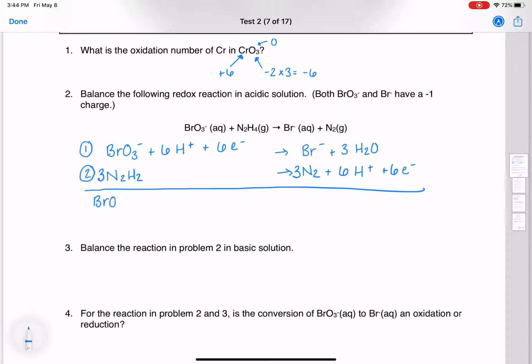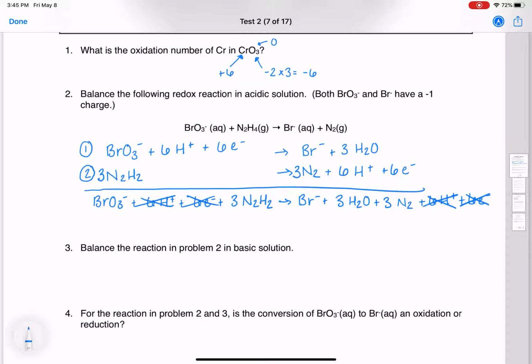BrO3 minus plus 6H plus 6 electrons plus 3N2H2 makes Br minus, 3H2O, 3N2, 6H plus, and 6 electrons. And the last thing we do here is cancel out anything that appears exactly the same on both sides of the equation. So that's going to be our 6H pluses and our 6 electrons, and there we are.